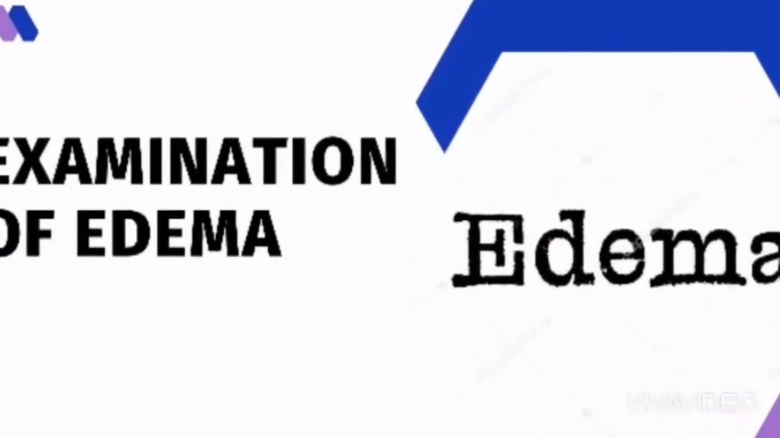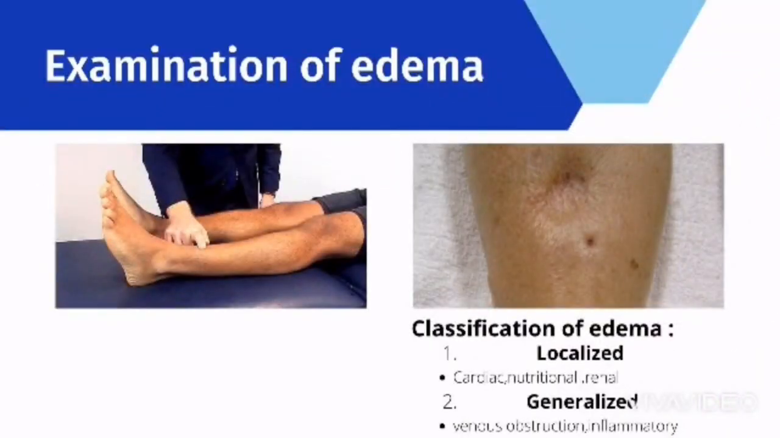Examination of edema. In the first picture, it shows how the pitting edema assessment will be done. First, we apply pressure to the anterior aspect of the tibia for 15 seconds and then release. Look for persistence of the depressed area after pressure is removed. While in the second picture, it shows the appearance of pitting edema.